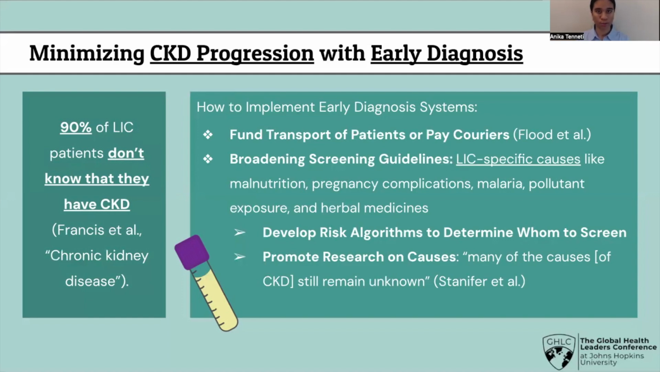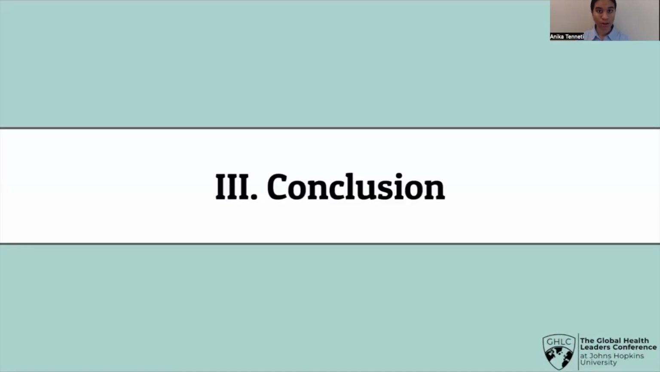LICs can fund transport of patients or pay couriers, as labs in urban settings have better screening tests. Screening guidelines, made with HICs in mind, must also be broadened to account for LIC specific factors. In the same vein, risk algorithms to determine populations to screen and further research on unknown causes are essential in the long run.